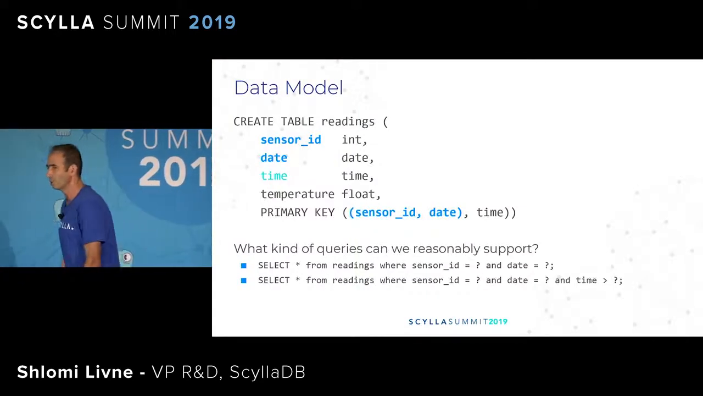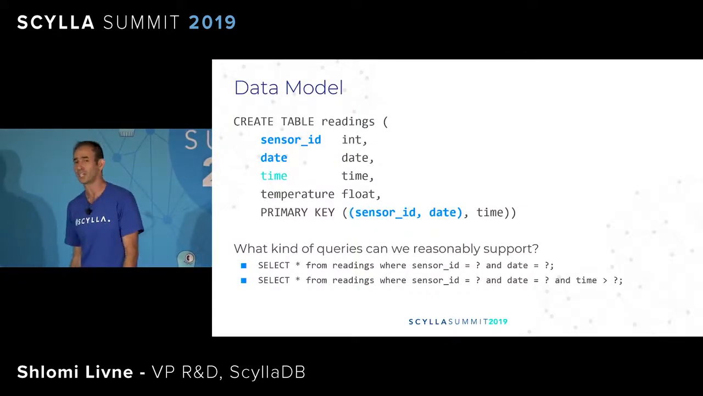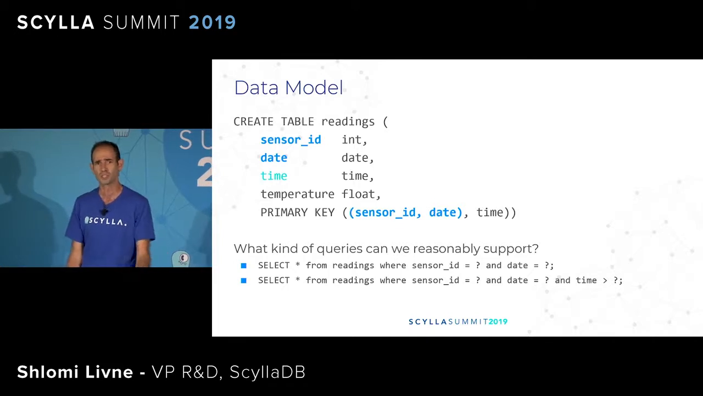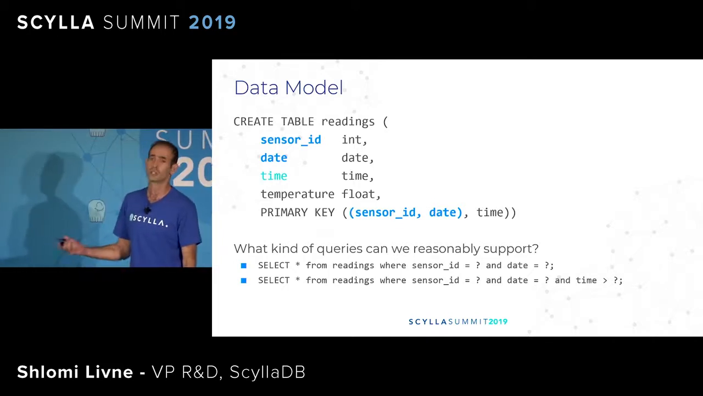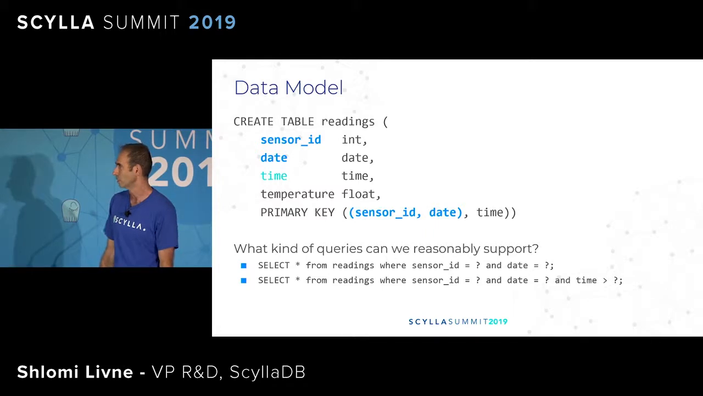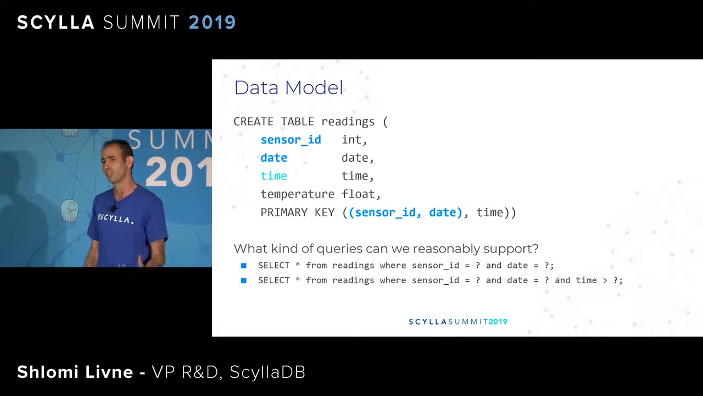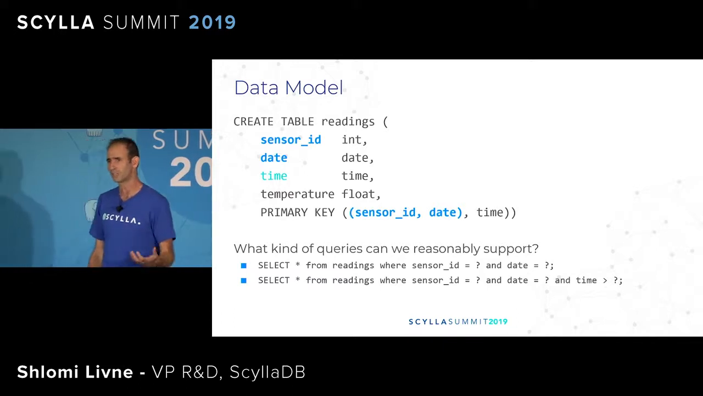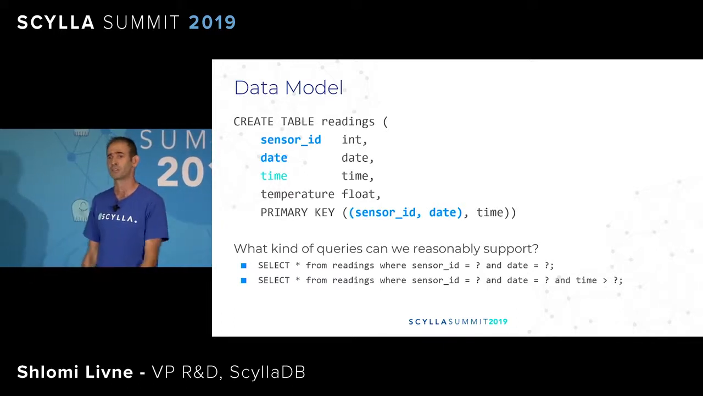So the data model. We have a sensor ID and a date. Those compose our partition key. We have time, and for each minute, we're recording a temperature. The queries that we can get with this data model: for a sensor and a date, what are all the readings, or we can drill down to a specific time range.